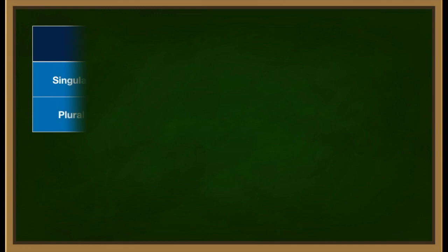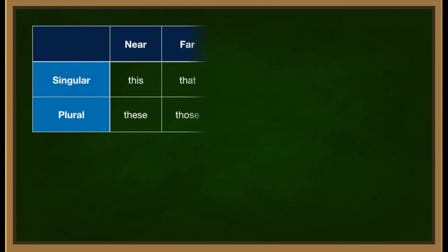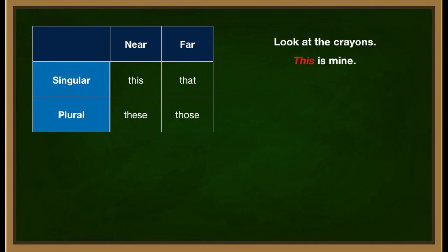Let's get started. The special pronouns we are going to learn today are this, that, these, and those. Imagine there are a few crayons on your table. Look at the crayons. Some belong to you. This is mine. And some do not. That is not mine. Some crayons are green. These are green. Some crayons are blue. Those are blue.